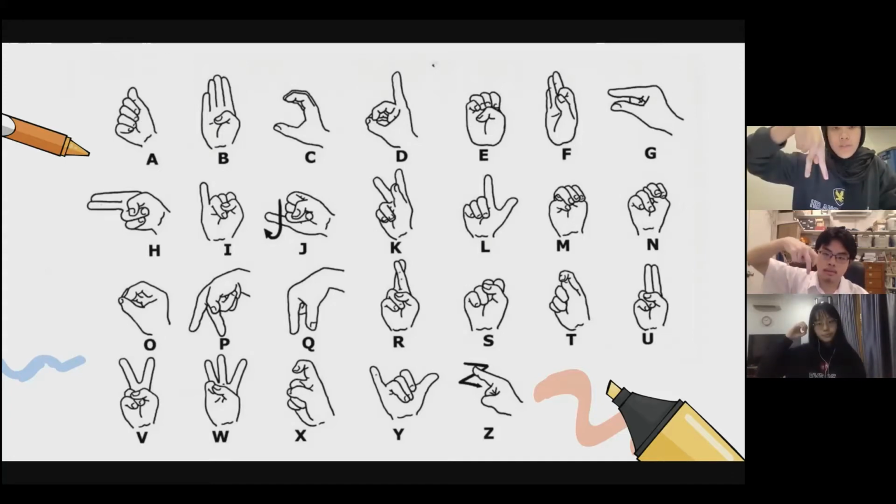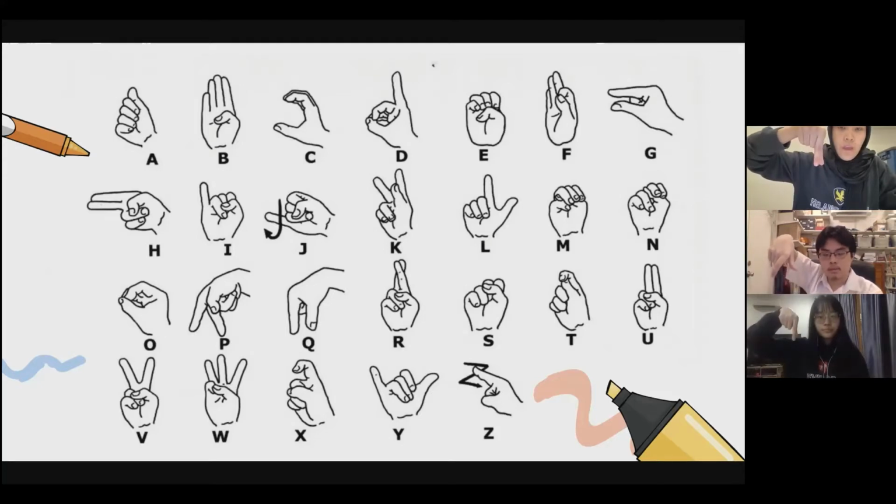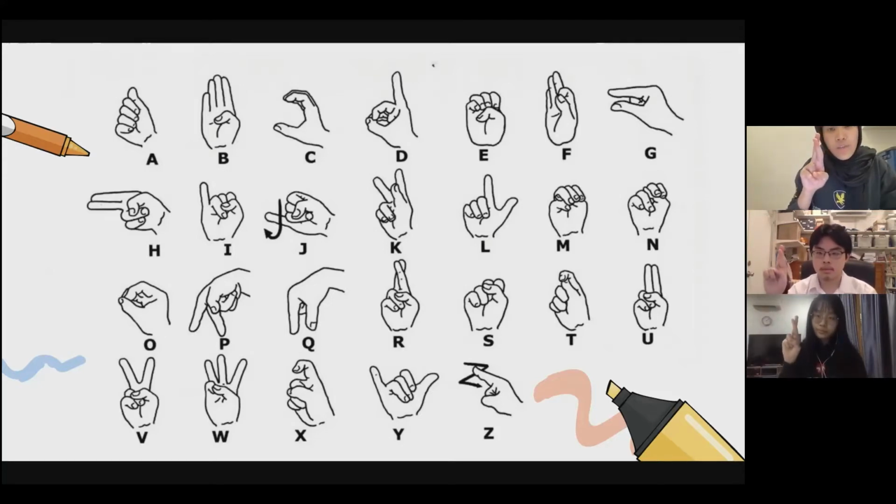P, it's similar to K. Q. So your thumb is right behind your index finger. R, basically you just cross your fingers. S. T, basically you put your thumb right under your index finger. U, this is U.